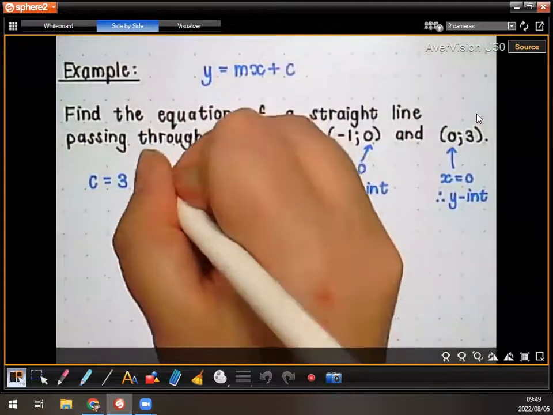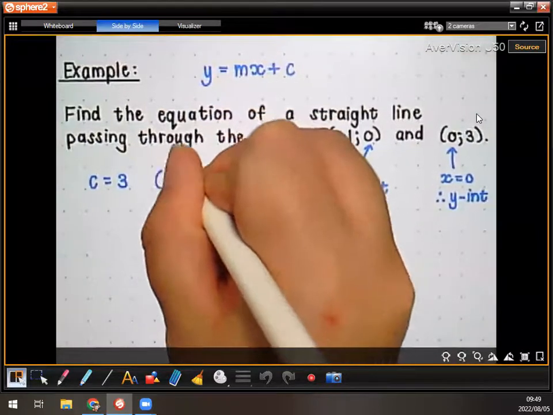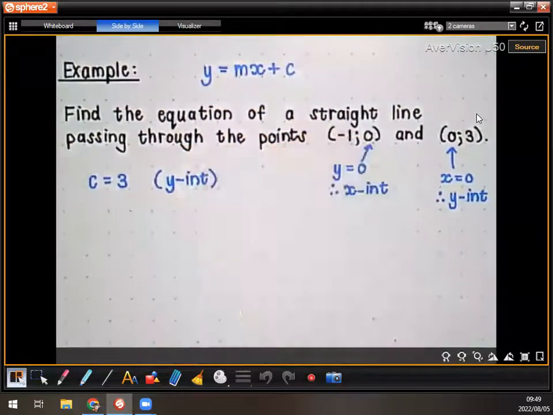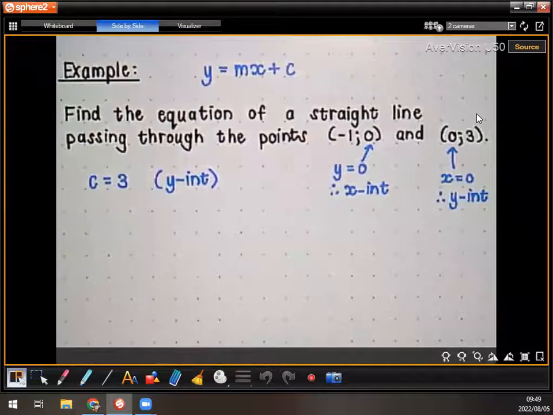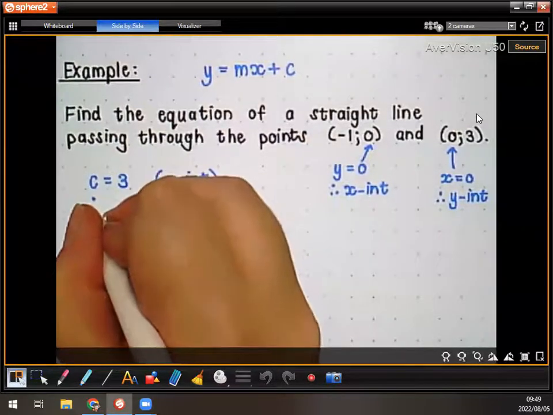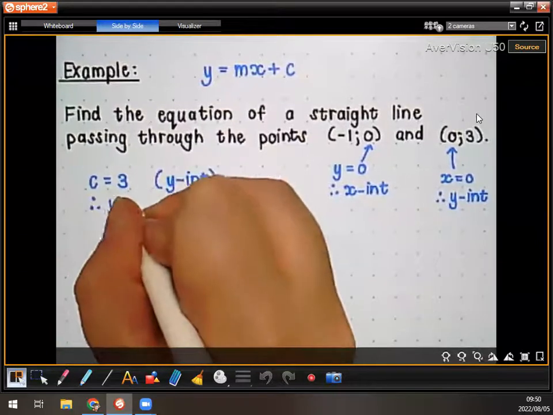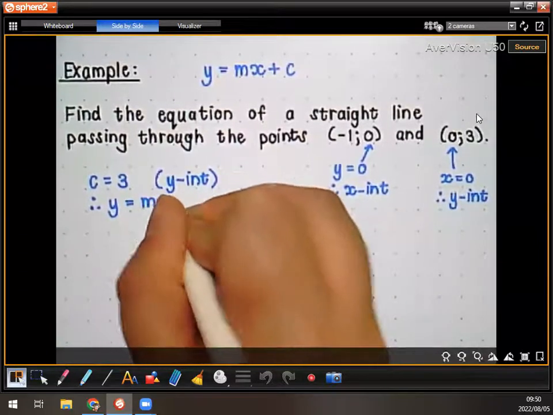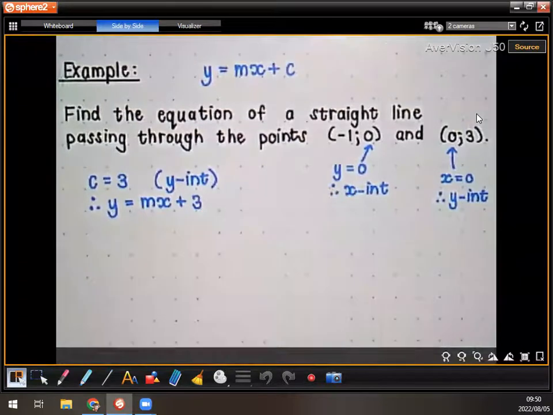I'm just going to write in brackets here, that is because 3 was the y-intercept. You don't have to write that as part of your answer, but just as part of the note, you can add it in. So we actually have that this equation is going to be y equals mx plus 3.